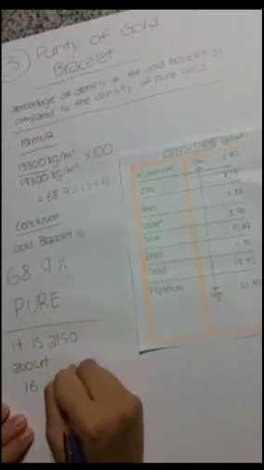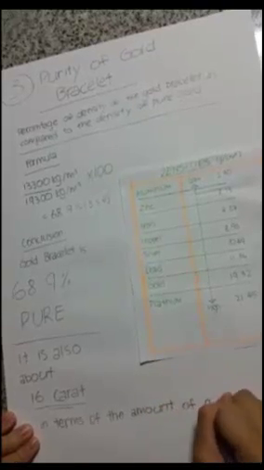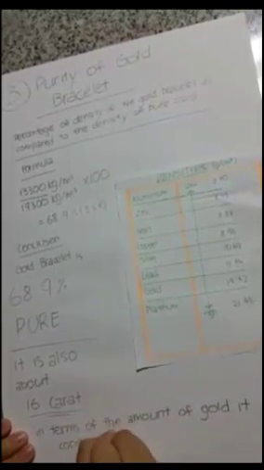Referring to a standardized graph table found on the internet, we can also find out that the gold bracelet is about 16 carat in terms of the amount of gold it contains.